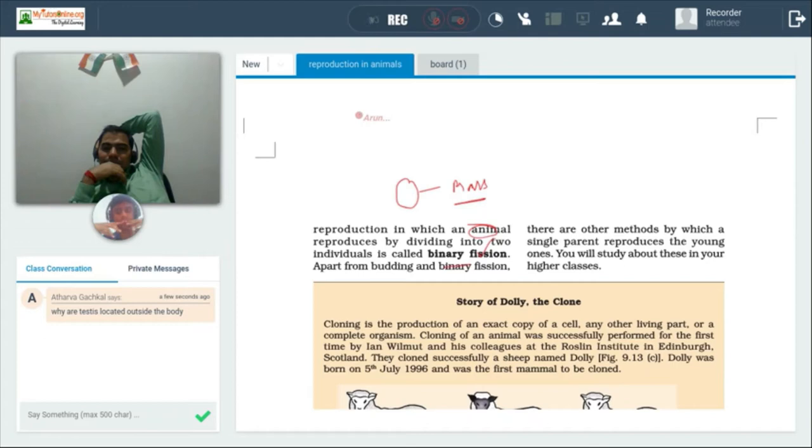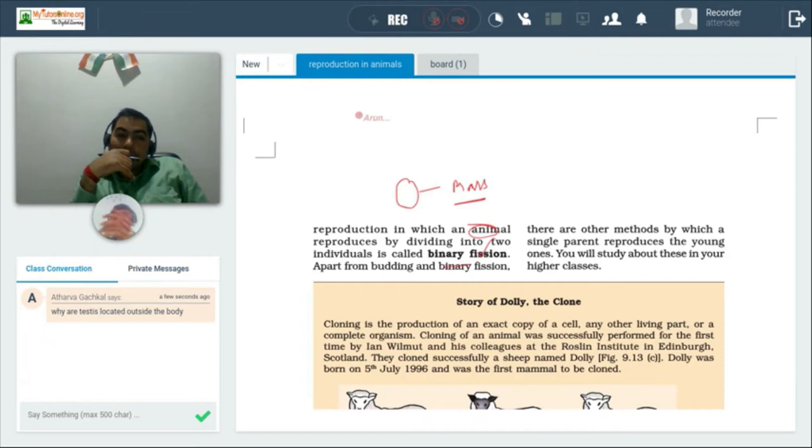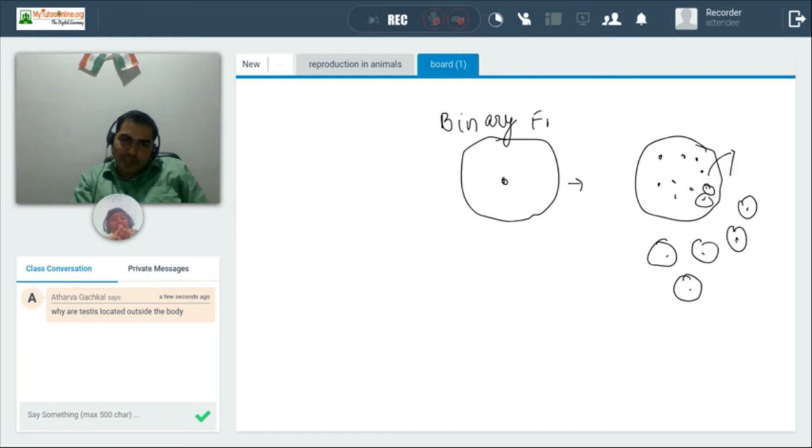Okay, and what do you mean by multiple fission? Multiple fission. Please tell me then. Tell me, please. In multiple fission, I didn't understand that actually. No, not an issue. I'm explaining to you again.